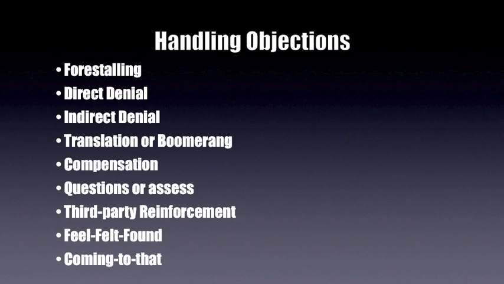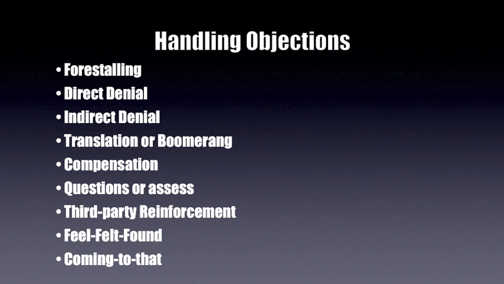Step in the sales process. Today we'll be talking about eight of those ways to handle objections. The first being forestalling, direct denial, indirect denial, translation or boomerang, compensation, questions, third-party reinforcement, and feel, felt, found, and coming to that.